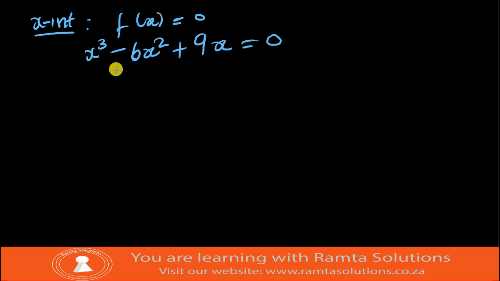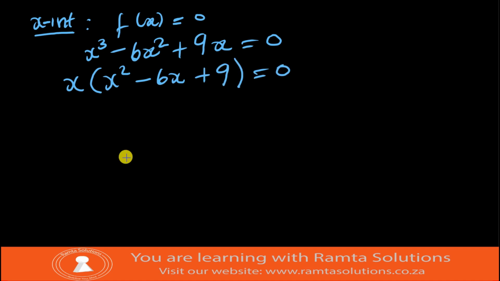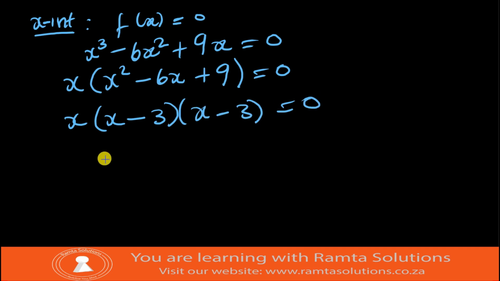This is easy to factorize because I see there's a common factor x. Let me take it out. x into x squared minus 6x plus 9 equals 0. We need to further factorize this: x into x minus 3 and again x minus 3. So it's repeating. So what are our x values?